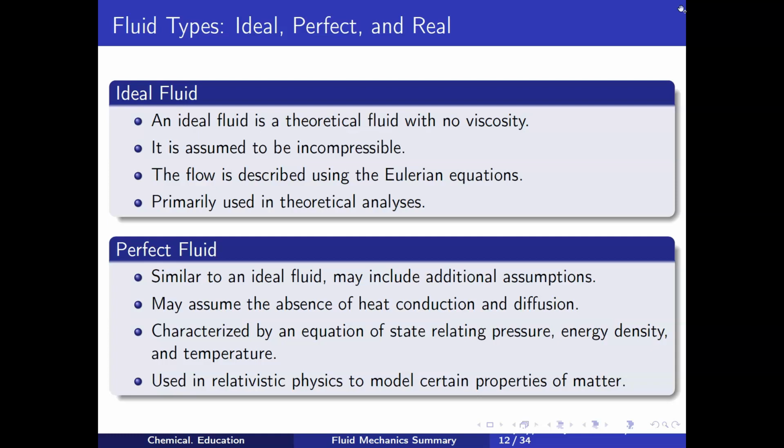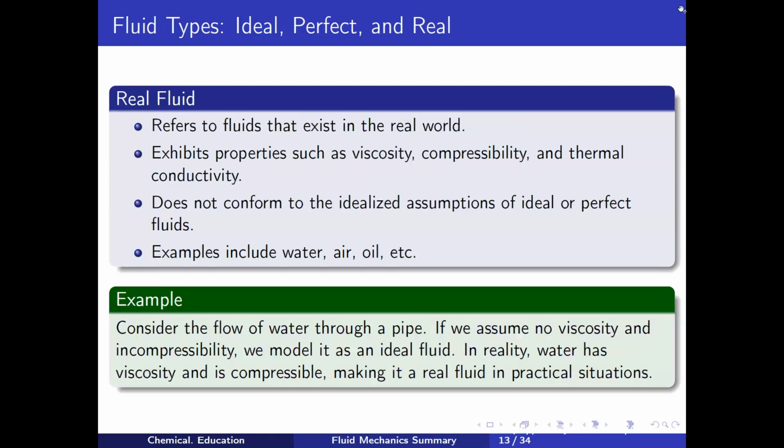Perfect fluid, similar to an ideal fluid, may include additional assumptions, such as the absence of heat conduction and diffusion, characterized by an equation of state relating pressure, energy, density and temperature, used in relativistic physics to model certain properties of matter. Real fluid refers to fluid that exists in the real world, exhibits properties such as viscosity, compressibility and thermal conductivity, and doesn't conform to the idealized assumptions of ideal or perfect fluids. Examples include water, air and oil etc.